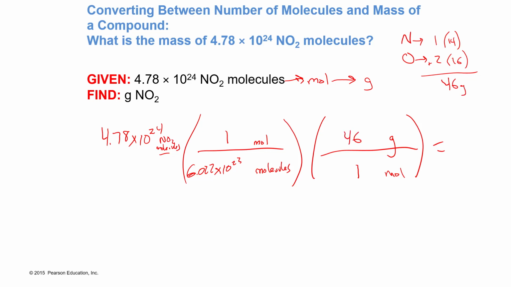46 grams. So we're going to multiply across the top, divide away the bottom. 4.78 times 10 to the 24, close the parentheses, times 46 equals. Now we're going to divide that answer by parentheses, 6.022 times 10 to the 23rd, close the parentheses. We get 365. Molecules crossed off, moles crossed off, we're left with grams.